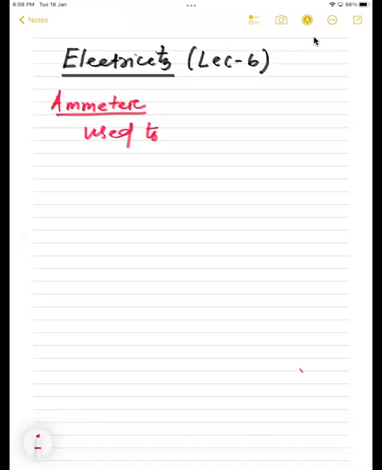It's in continuation. Let's see. That is the ammeter, on Electricity lecture 6. So the ammeter is used to measure current.